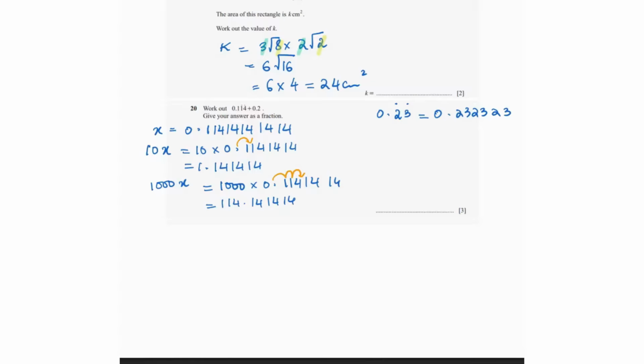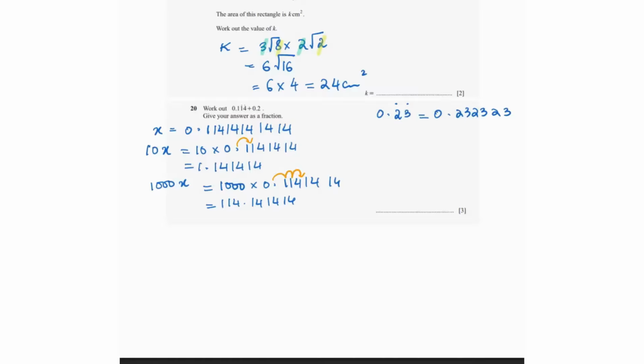that the numbers after the decimal are the same in both calculations. With 10x, I'm getting 1.141414, so 14 after the decimal. 1000 times x is also giving me a pattern of 1414 after the decimal. If I had multiplied by 100, it wouldn't give me 1414. It would give me 414414. We don't want that. For us to get rid of the decimal and make it into a fraction, we need to have the same numbers after a decimal. If we don't, then we can't change the decimal into a fraction.